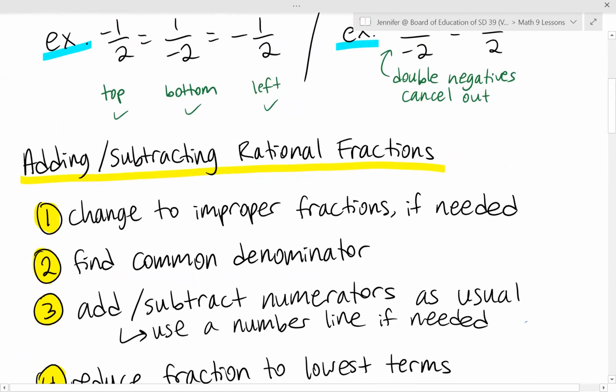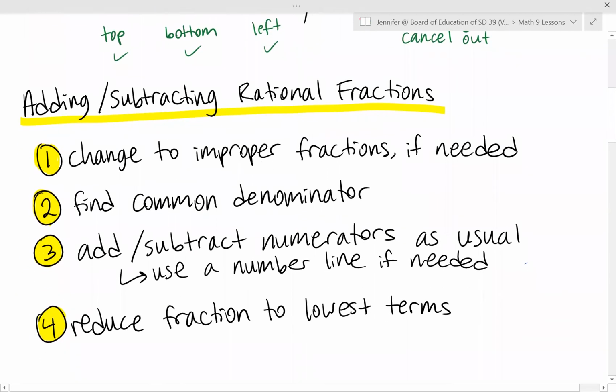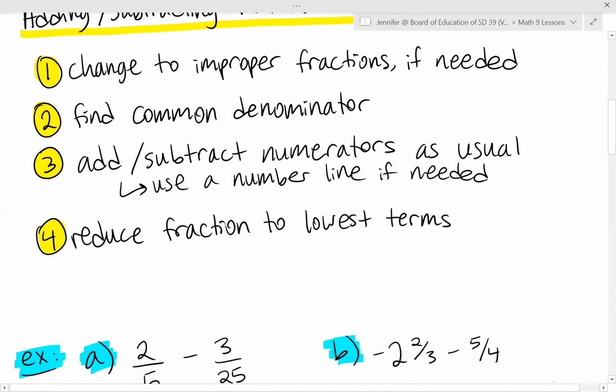So these are the steps for adding or subtracting rational fractions. You're always going to first change to improper fractions if you have any mixed fractions. Then you're going to find a common denominator, and then you're going to add or subtract the numerators like usual. So you make sure that you only add or subtract the numerators, and you just keep the denominator as that common denominator that you found. It might be helpful to use a number line if you're adding or subtracting the numerators. And then you always end by reducing your fraction to lowest terms.